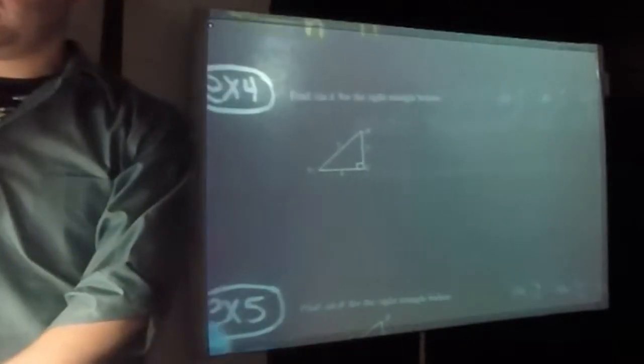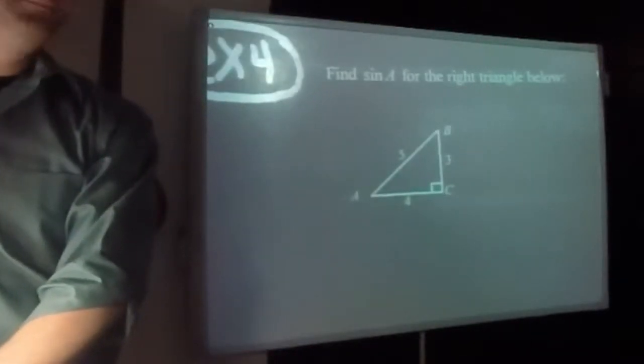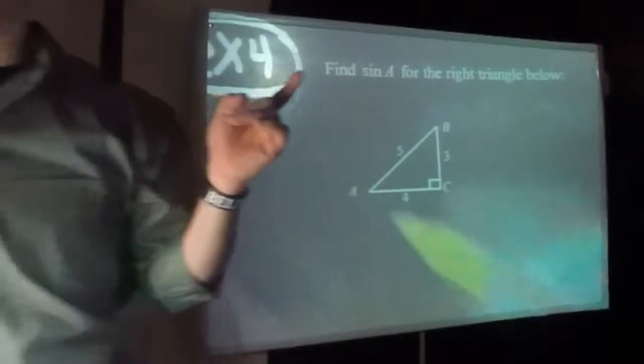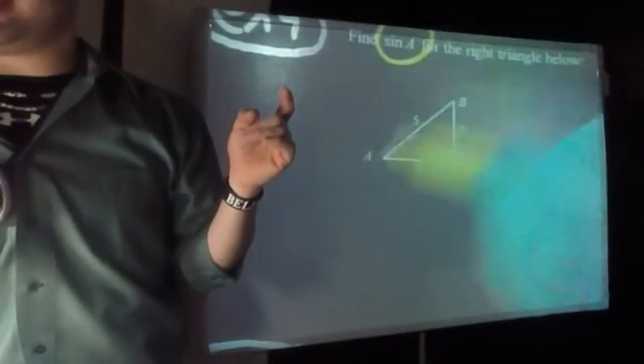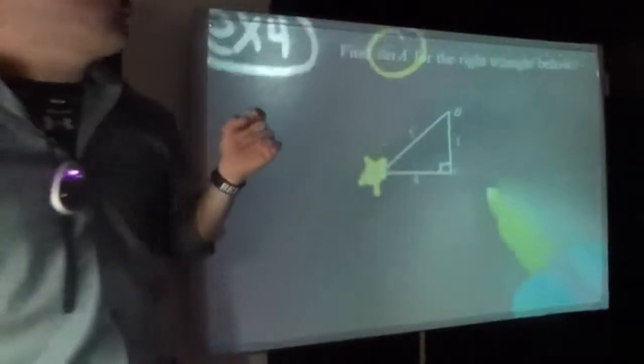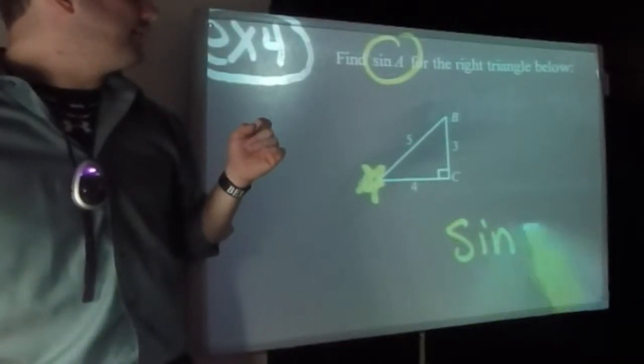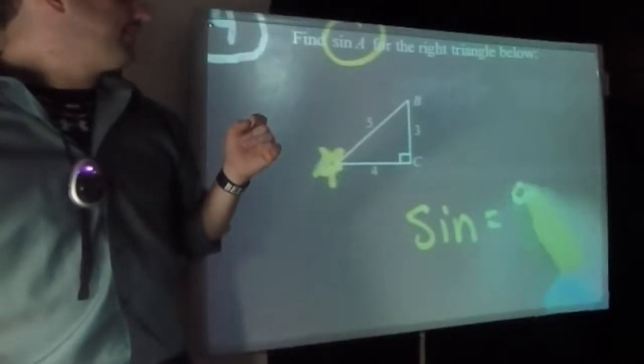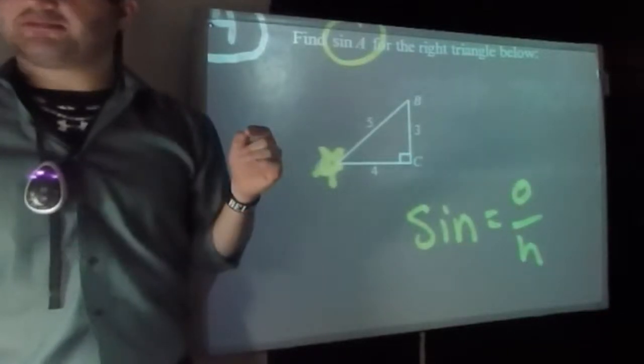All right, here we go. Let's go down to the next one. All right, let's get her done. What are we trying to find on the next one? This one comes from the ground, right? We're looking for sine A. Tell me what ratio goes with sine. Sine is what over what? Opposite over hypotenuse. Sine goes opposite over hypotenuse.